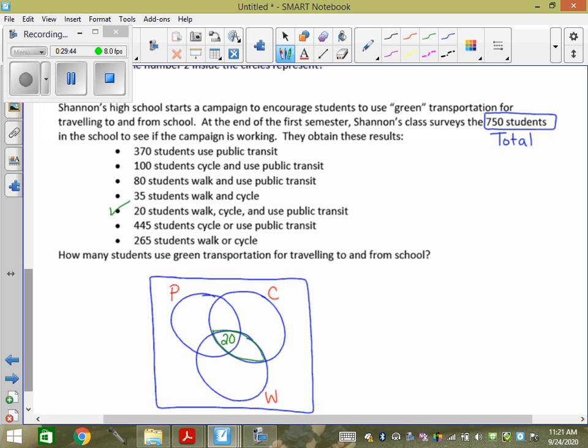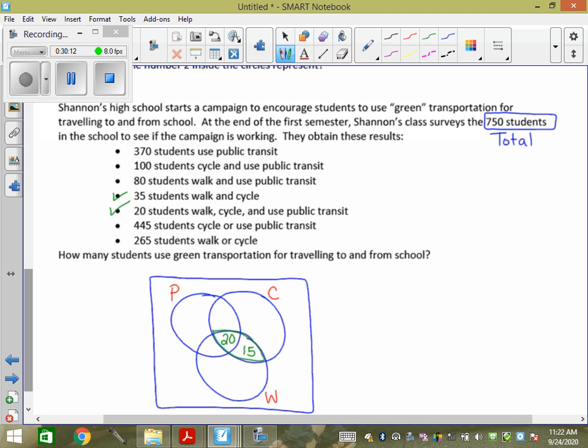Oh, you should include that 20? Yep, it's an and, so it is what shape? The eyeball. The only way you wouldn't include the 20 is if it said walked and cycled, but not public transit. Then you would just write the number down, right? So this is walk and cycle. So that's a walk and cycle eyeball. So we'd have 15 who walk and cycle only, right?